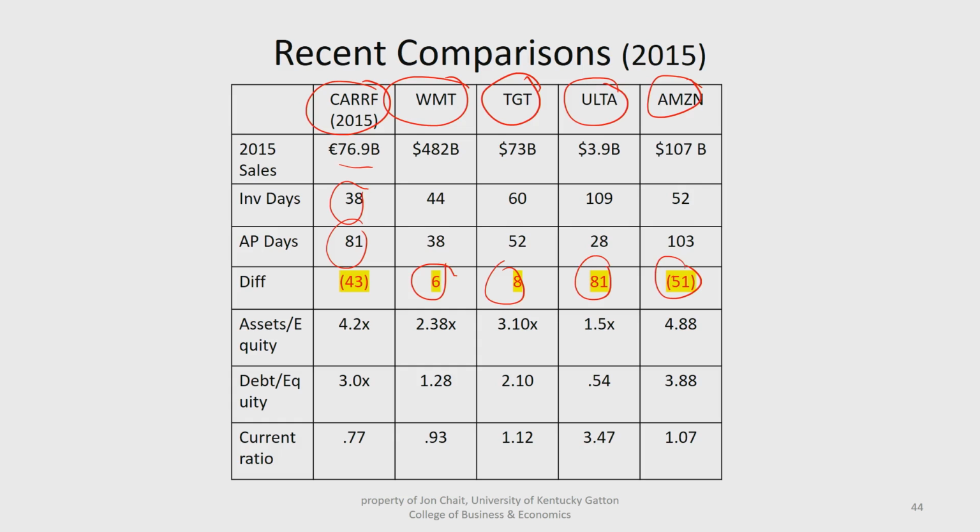So let's see, Carrefour and Amazon have a negative number. Now, none of these companies have receivables because they're all selling for cash. They're all selling for credit cards. So that's why receivables aren't on here. So if you think about Amazon, again, I buy something on Amazon, which I do all the time, and I'm paying with my credit card. Amazon effectively has no receivables.